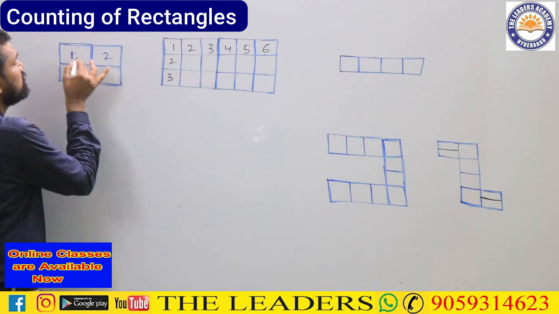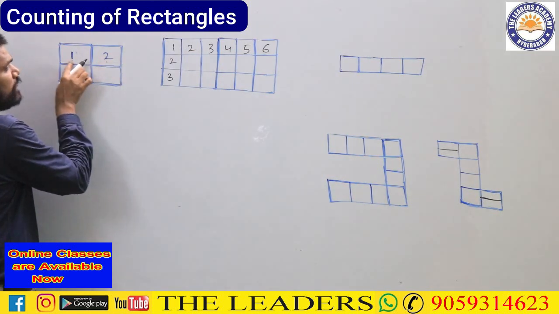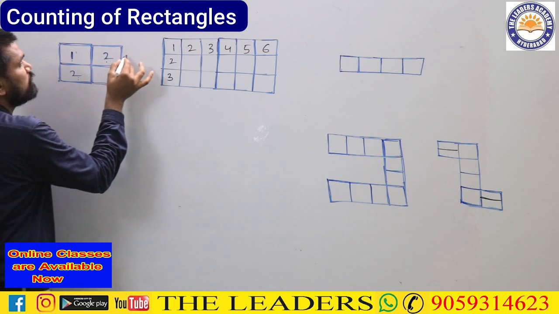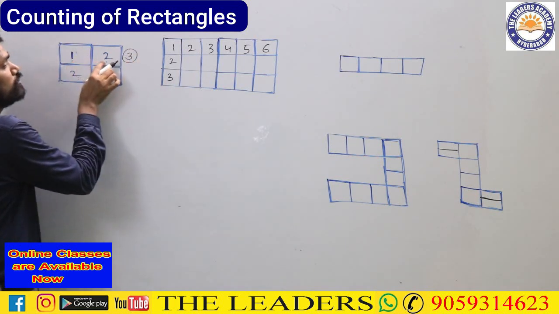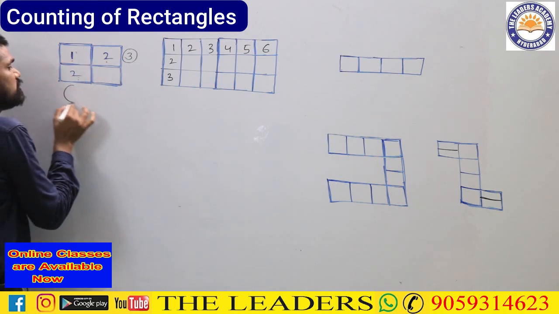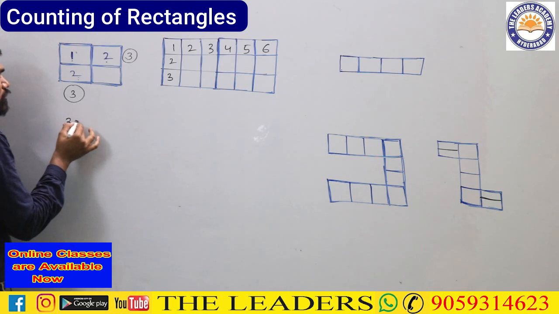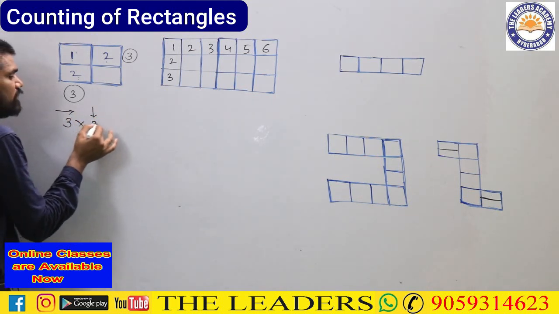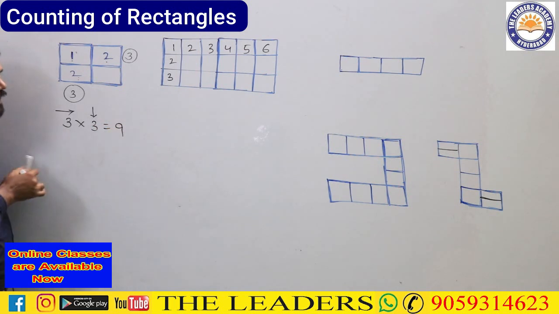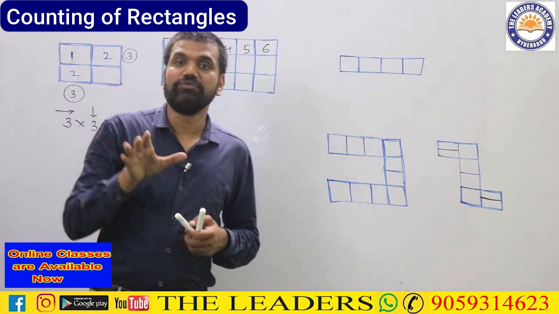The method is simply: take the horizontal sum, write the continuous natural numbers over here, and simply add them. The horizontal sum here is 1 plus 2, which is 3. Similarly, the vertical sum is how much? 3. So in total, how many rectangles are there? You simply take the horizontal sum into the vertical sum. That will give you in total how many? 9. Some people were having a doubt like, sir, how did we get that shortcut?